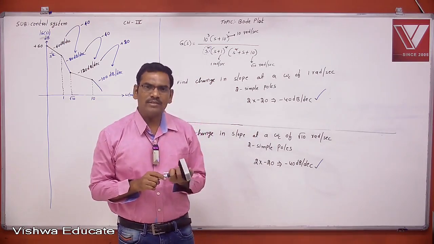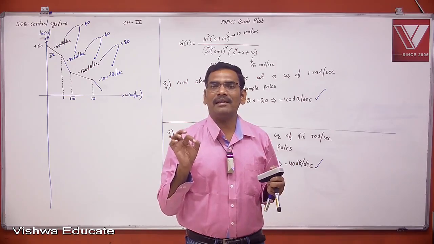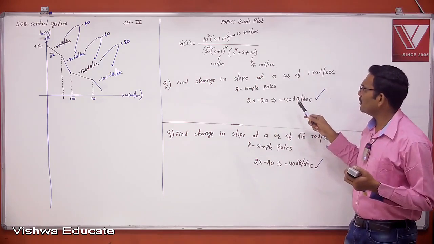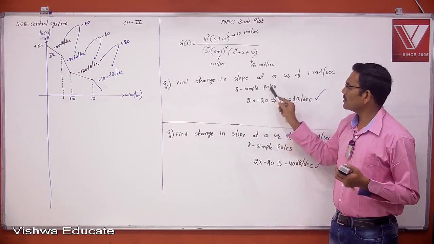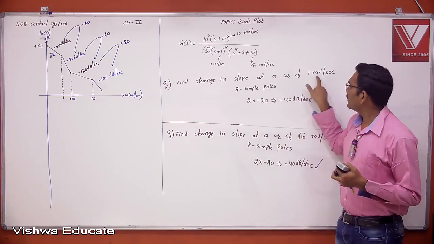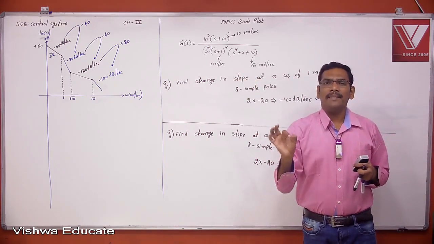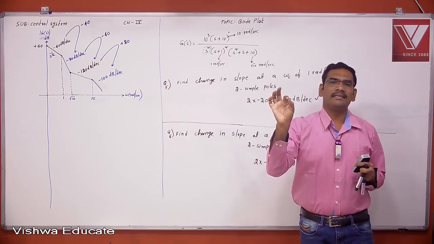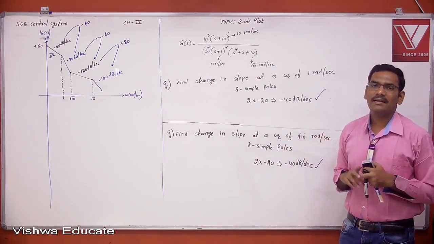Use this shortcut method, you can get it. Now you tell me, students, what is the change in slope formula? The change in slope at any particular frequency is nothing but slope of number of simple poles or slope of number of simple zeros at that particular corner frequency. Go to that particular corner frequency and measure the slope of that particular simple poles or simple zeros, then it should be the change in slope at that corner frequency.